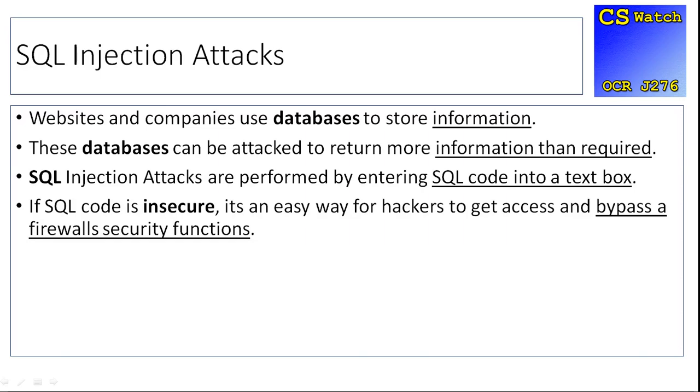If it's not protected against SQL injection attacks, then they can put an optional argument in. So for example, return all the records if 1 equals 1. That's always going to evaluate to true, so then it will just start giving out loads and loads of information. This is bad.